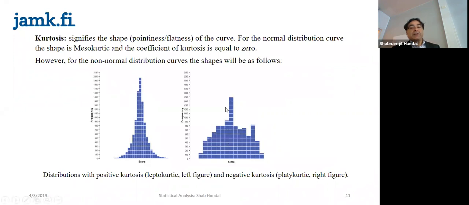And if you plot this curve and it looks like this, it's more flat. So this curve is called positive kurtosis, leptokurtic, and this is called negative kurtosis, platykurtic. Look at the name itself. This is platykurtic and this is leptokurtic. The question is, what is the utility of kurtosis?